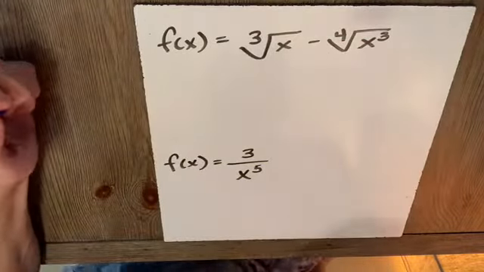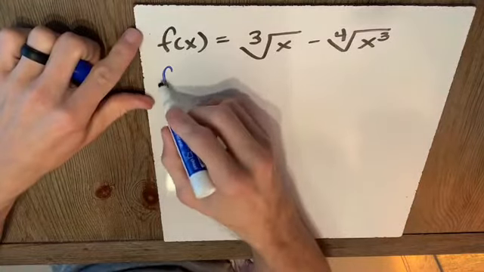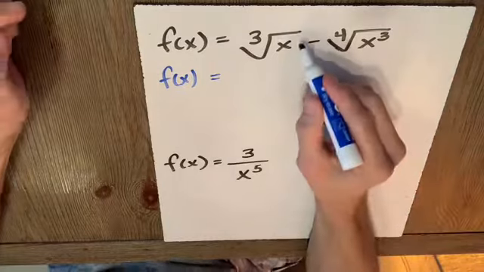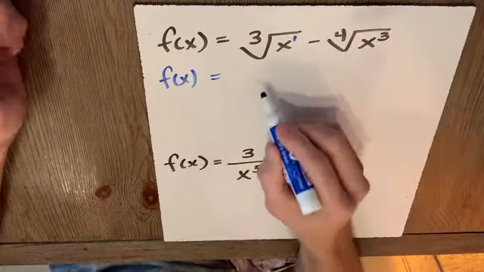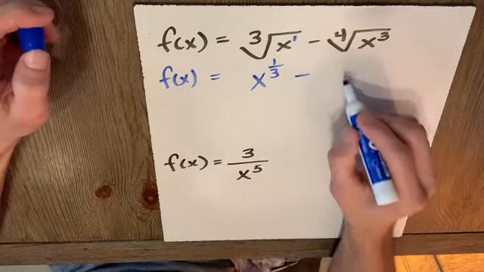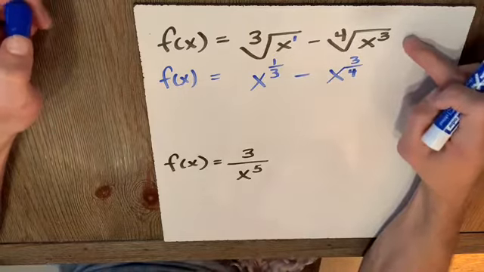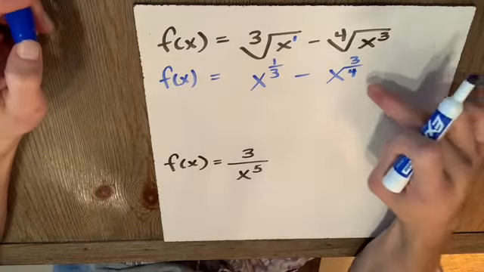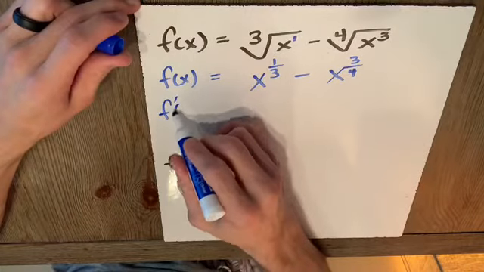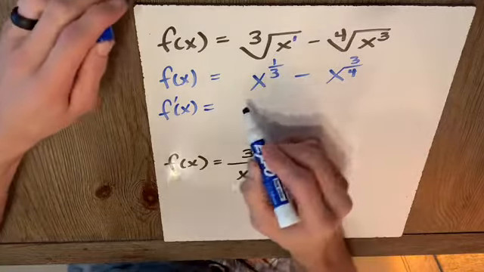Here are some more power rule problems where we're asked to find the derivative. So we want to put this function in the form that allows us to find the derivative. This will be x to the 1/3 minus x to the 3/4. Notice I took the function from radical form into fractional exponent form so that f dash of x or f prime of x or dy dx or y prime could be found easily.